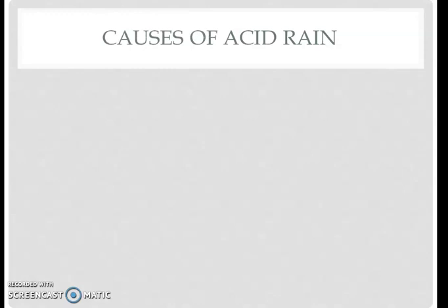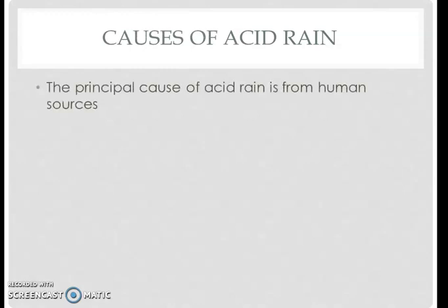Next, the main causes of acid rain. As we discussed, the principal cause of acid rain is human sources. Like you have seen in the picture, when we burn fuels, the burning of the fuels makes sulfur dioxide and nitrogen dioxide, which get converted with the help of water vapor into sulfuric acid and nitric acid. So the principal, the main cause of acid rain is from human sources.